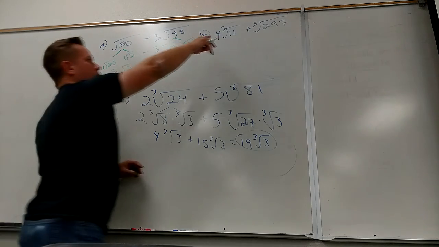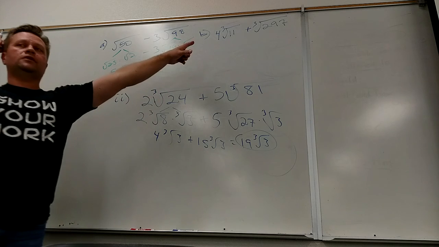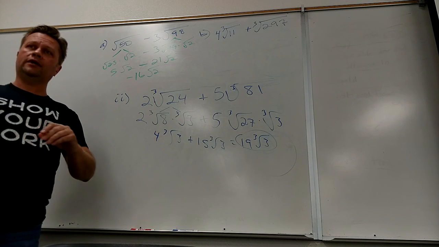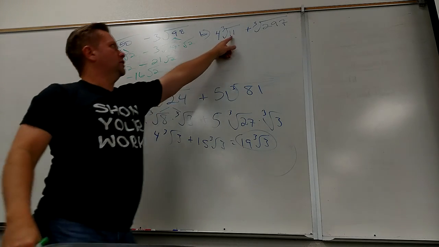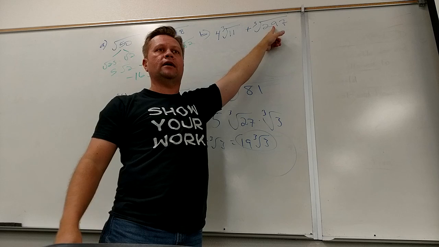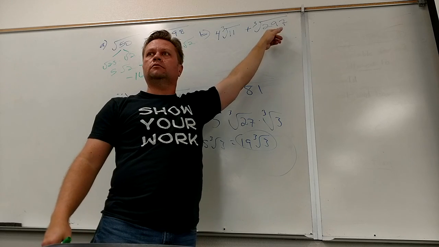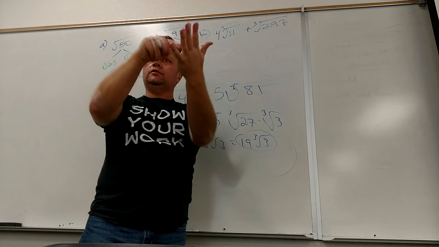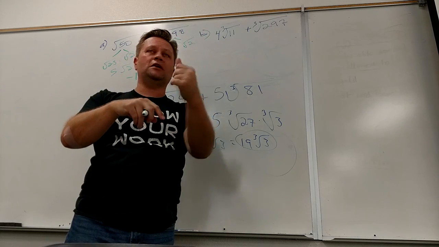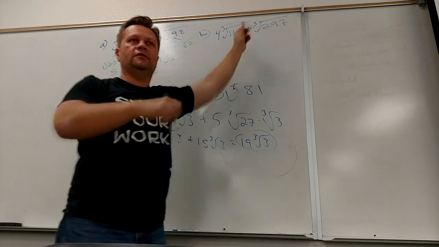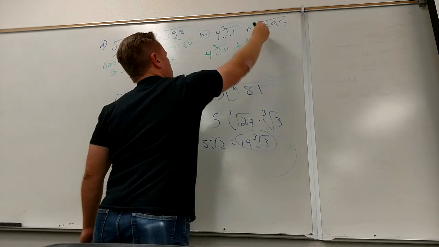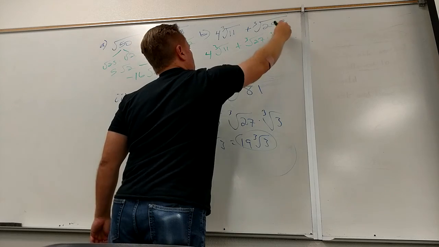Alright. And then here, notice that 297 is disgusting, right? But can you do anything with this guy? No. So what has to go into this guy? 11. 297 divided by 11 is 27, which is a cube root of 11. Sweet. So you get 4 cube root of 11 plus cube root of 27 times cube root of 11.